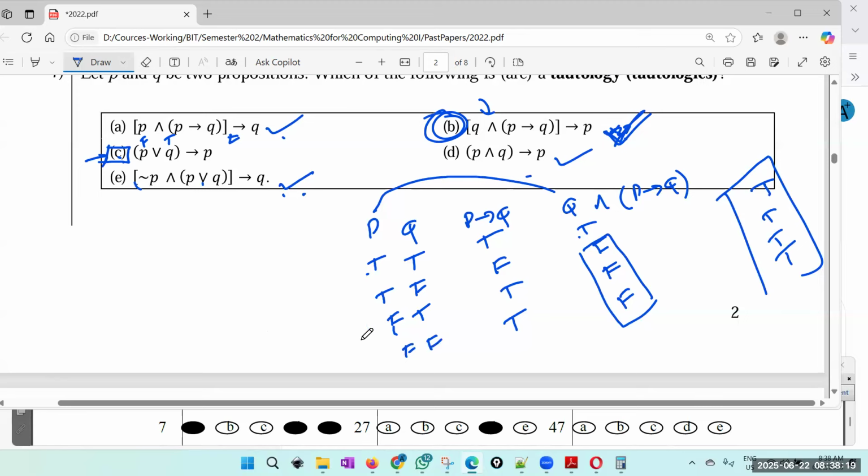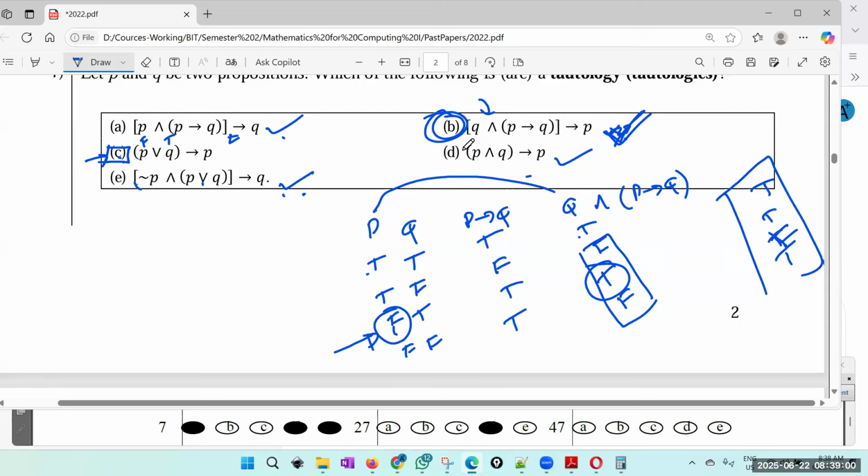Third part means third row. False implies true. This is true. P implies Q is true. Then Q and P implies Q, the final part, this is true, right? Yes, so this is true. So then true implies false is false. Yes, true implies false is false. So therefore, this is not a tautology.